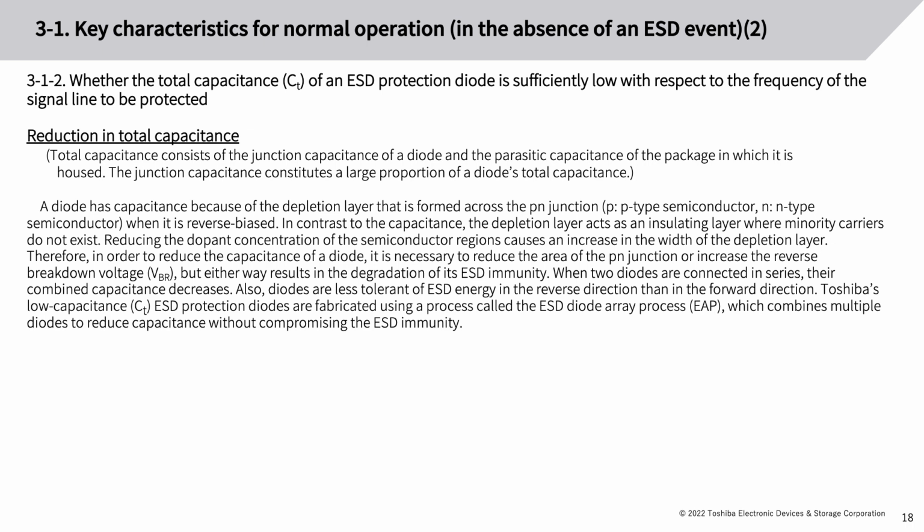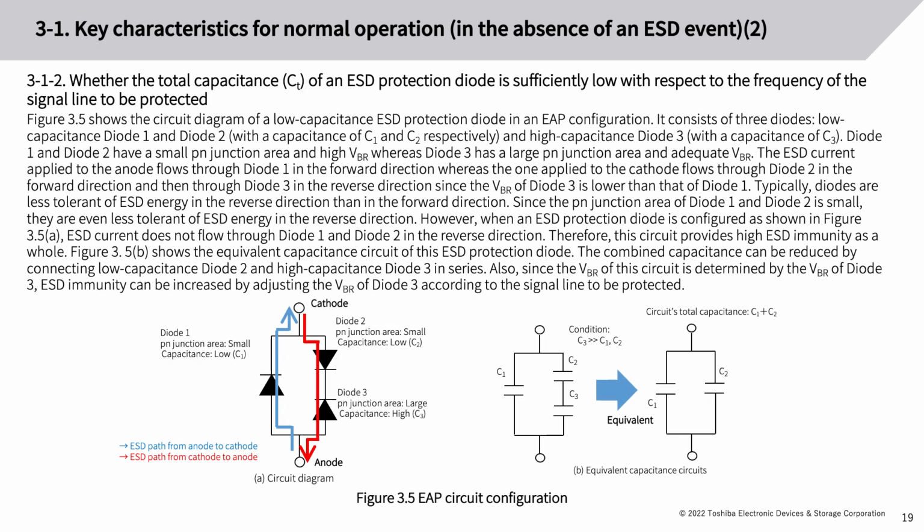Toshiba's low capacitance Ct ESD protection diodes are fabricated using a process called the ESD diode array process, EAP, which combines multiple diodes to reduce capacitance without compromising the ESD immunity. Figure 3.5 shows the circuit diagram of a low capacitance ESD protection diode in an EAP configuration. It consists of three diodes, low capacitance diode 1 and diode 2 and high capacitance diode 3.